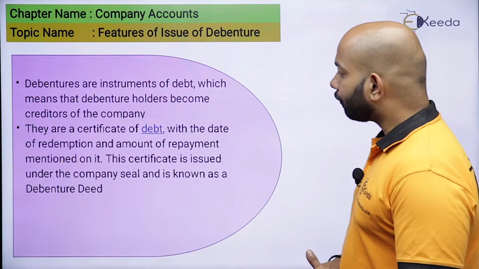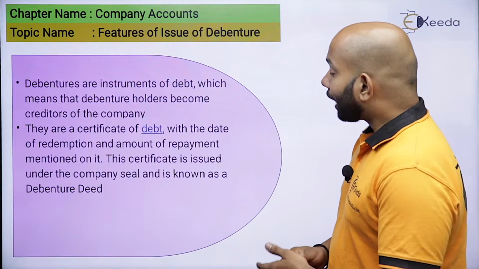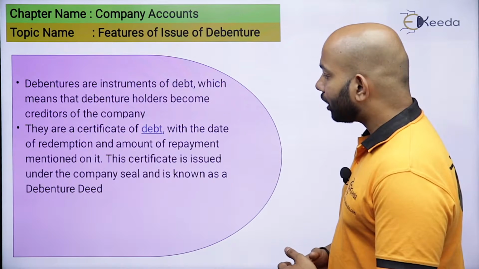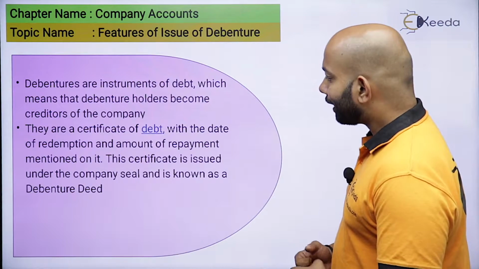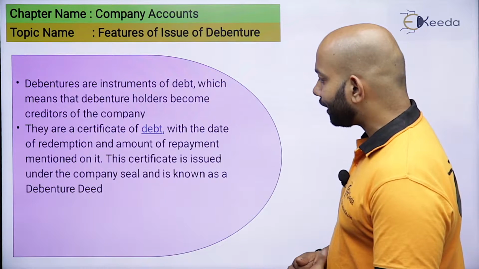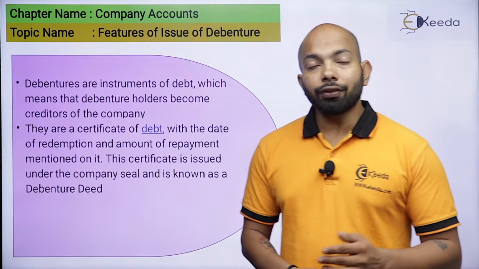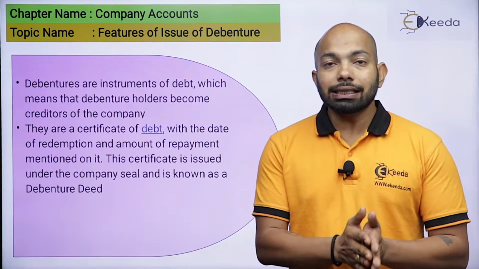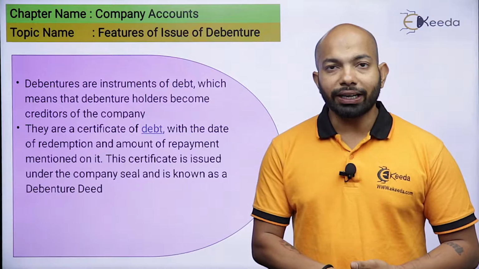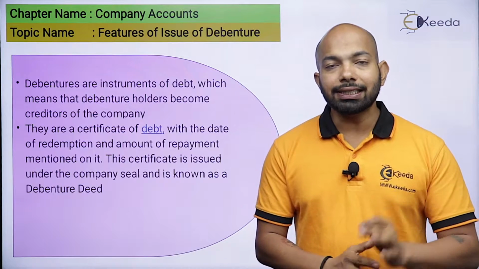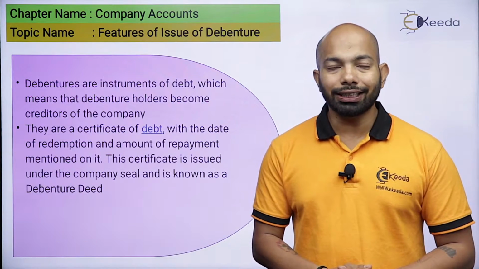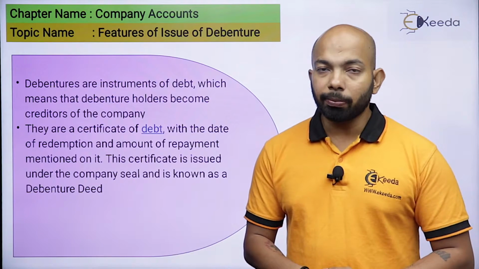They are certificates of debt with the date of redemption and the amount of repayment mentioned on it. The certificate is issued under the company seal and is known as a debenture deed. Now, whenever a debenture is issued, there is a certificate of debt that is provided by the company with the company seal on it, which mentions certain details. What are those details has been mentioned here.